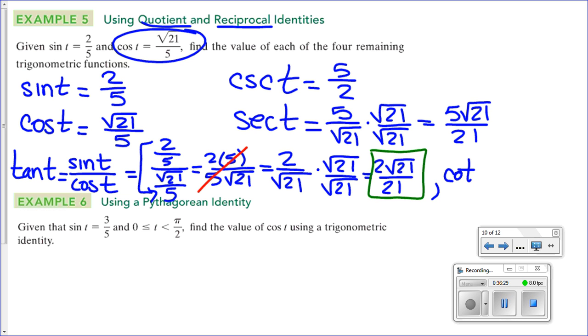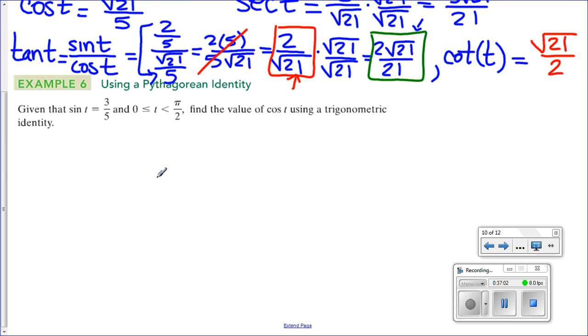Now we have one more to go because there are 6 trigonometric functions, and that is cotangent. And so for that one, instead of taking the reciprocal of this answer, I'm actually going to take the reciprocal of this one, the one right before I rationalize this answer right here. It will be a lot easier. And so for that, if I just flip those two numbers, it will be this, square root of 21 over 2. Whew.